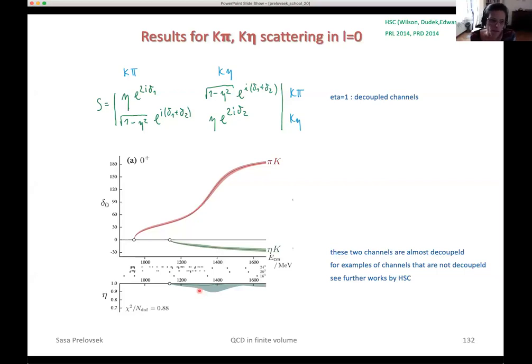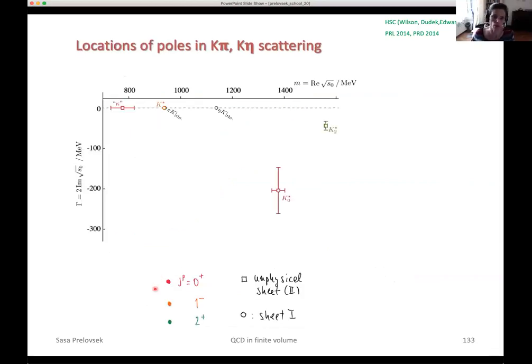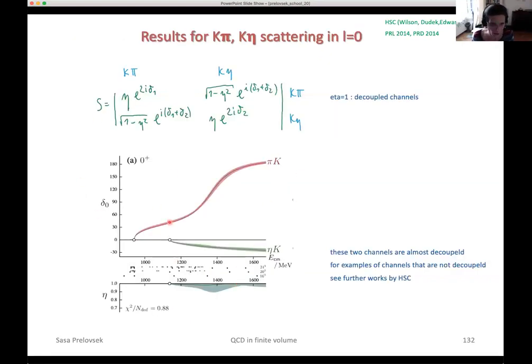Okay, so now I have a scattering amplitude as a function of energy for real lattice energies, which are observed on the lattice. All energies on the lattice are real. But in order to find whether there are resonances in the system, you continue this scattering amplitude to complex energies and see whether there are poles in the complex energy plane. And that's the location of poles. Let's consider the S-wave channel, L equal to zero, which was the one given here.